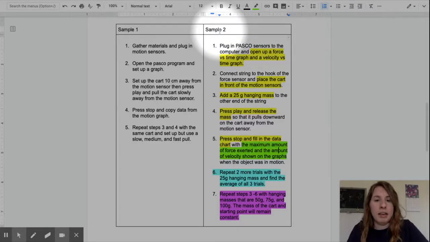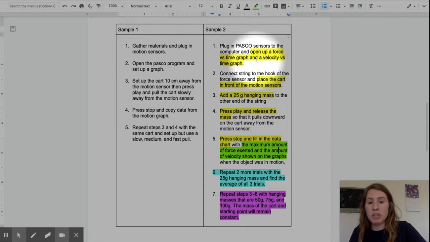All right, hi. I have annotated sample two because it is the stronger of the two samples of procedures, and I've annotated it to show you why it's stronger. So to first review, the yellow annotations tell us what is specific and measurable about this procedure and why that would create a successful replication of this investigation.